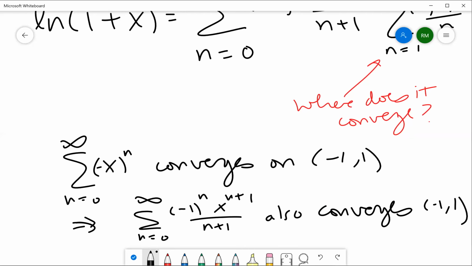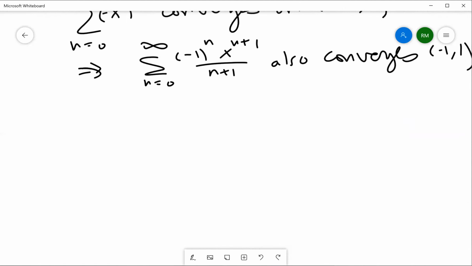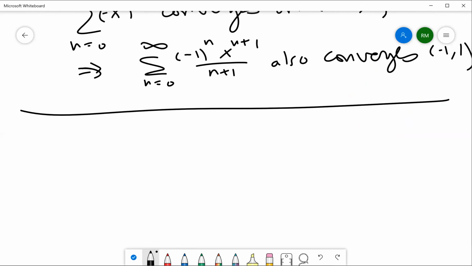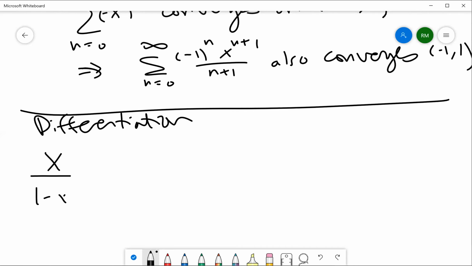Okay, so what we did there was we found a series and we integrated it to get the series of the natural log of 1 plus x. Let's do one via differentiation. So let's do an example using differentiation. So let's look at the function right here: x over 1 minus x, squared.